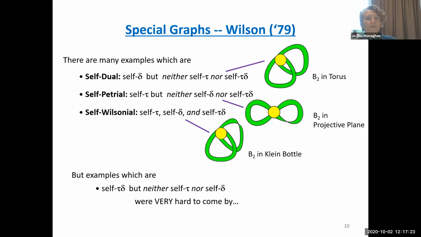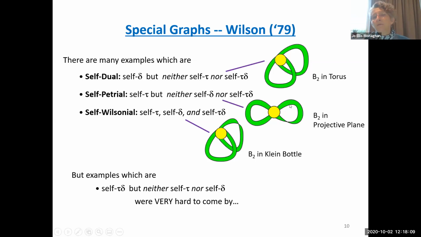So let's look at some special graphs. There are lots of examples out there that are self-dual, but not self-trial and not self-Petrie. So B2 in the torus is an example. It's self-dual. But if you take the Petrie dual, both of these edges are twisted and you can't do anything about it. The Petrie dual's unorientable. The graph itself is orientable. So it isn't self-Petrie. It's also not self-trial.